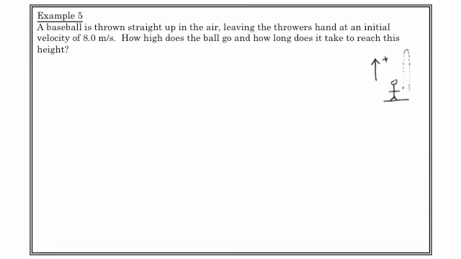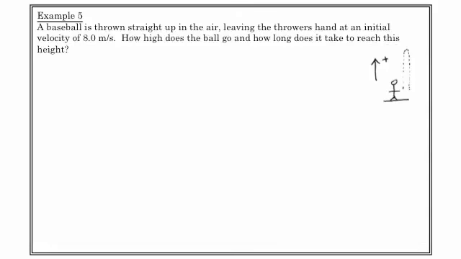So here's a little diagram of our situation. We're going to say that up is positive. The ball goes straight up and comes straight down because this is motion in one dimension. If it didn't go straight up and straight down, it would be motion in 2 dimensions because then it would translate in x as well as traveling in y. We're not interested in that. That's lesson 4 later on this unit.